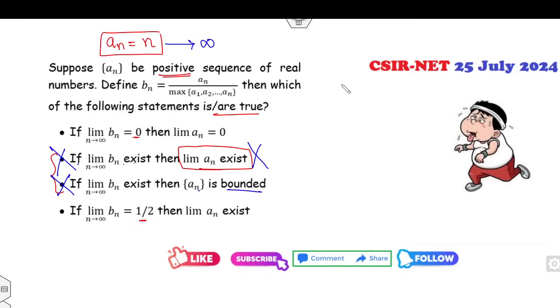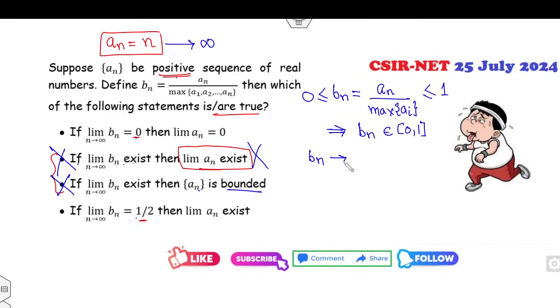b_n is 0. First of all, what is b_n? a_n divided by the maximum of the a_i's. So clearly, because it's a positive sequence, this number is greater than 0. And the maximum of the a_i's is definitely at least a_n, so b_n is at most 1. Therefore b_n lies between 0 and 1. So 0 is satisfied, half is satisfied. Now, what does it mean that b_n converges to 0? That means a_n over the maximum of this converges to 0.